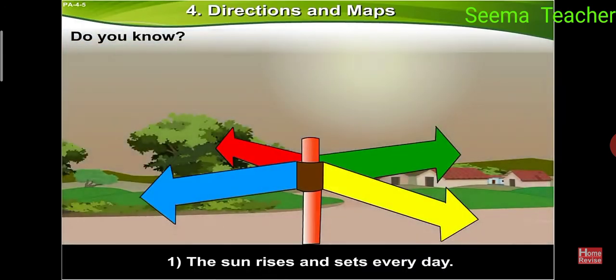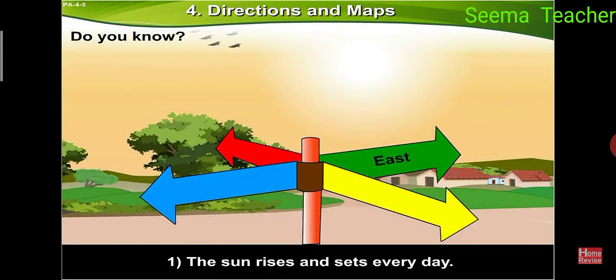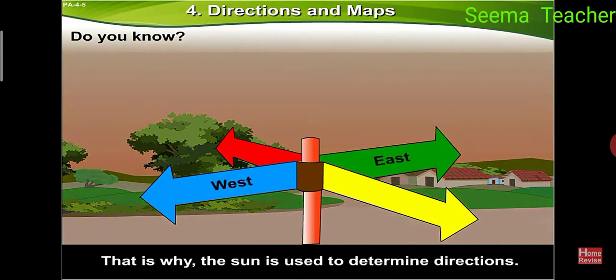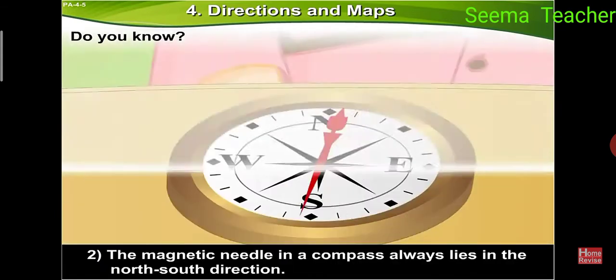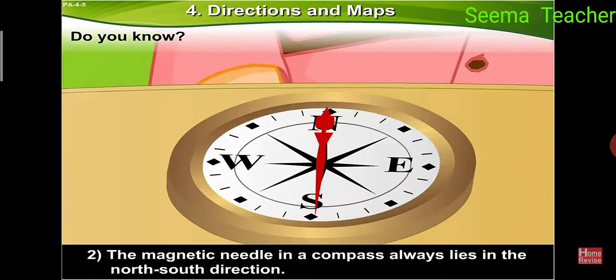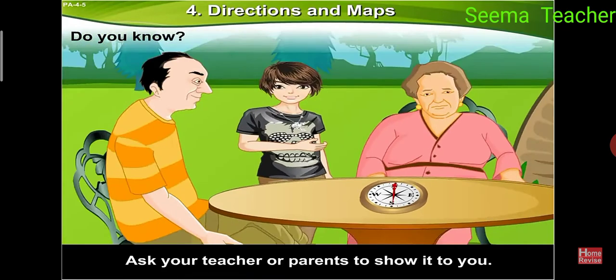Do you know the sun rises and sets every day? That is why the sun is used to determine directions. The magnetic needle in a compass always lies in the north-south direction. Ask your teacher or parents to show it to you.